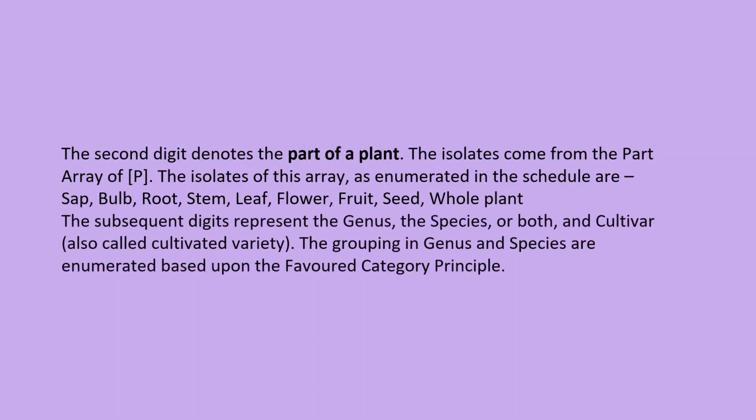The subsequent digits represent the genus and species, that is, the cultivar, also called cultivated variety. The grouping in genus and species is enumerated based upon the favored category principle. For example, 3 in the utility array signifies food. 8 in the part array signifies seed. Therefore, 3, 8 signifies seeds used as food.